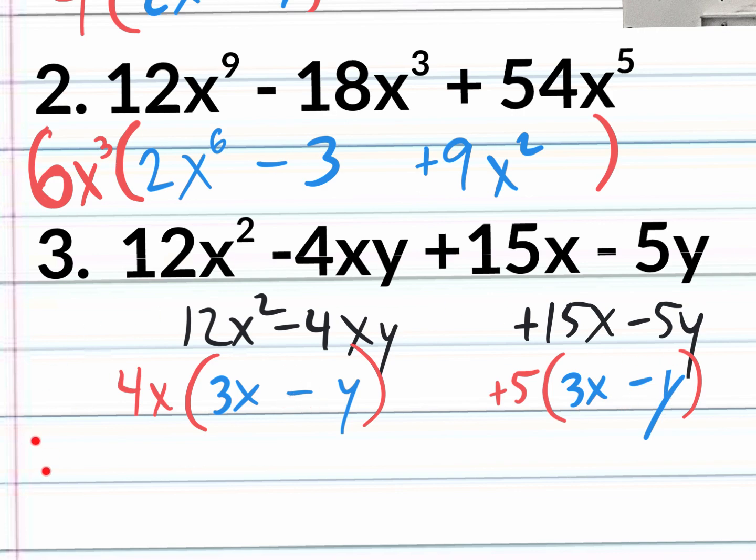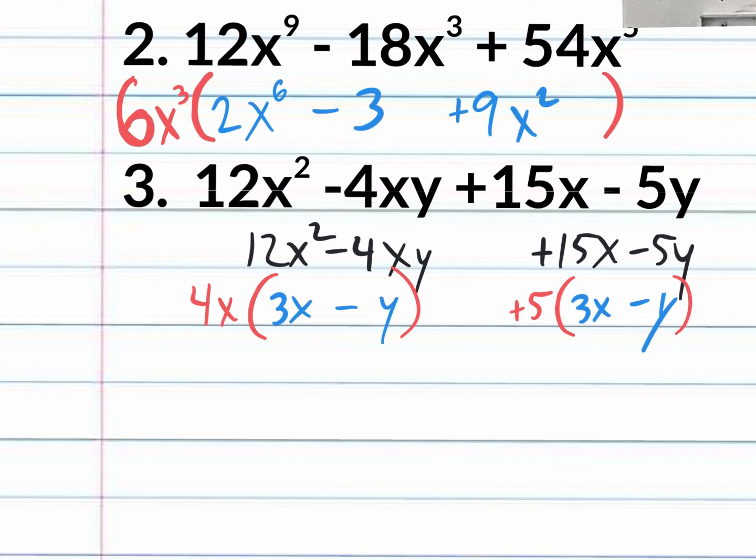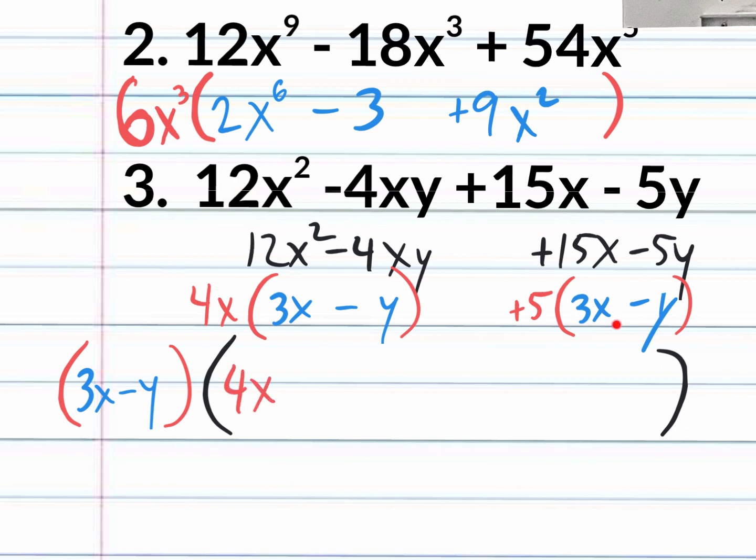We're going to pull out that common binomial, 3x minus y. So I want to put some exaggerated parentheses right here. I'm going to take out the common binomial 3x minus y. And if I do pull out the 3x minus y, I'll have a 4x left over. So I'll have a 4x right here. And if I pull out that 3x minus y, I'll have a plus 5 left over. So you put the plus 5 right there. And we're done. We factored it.